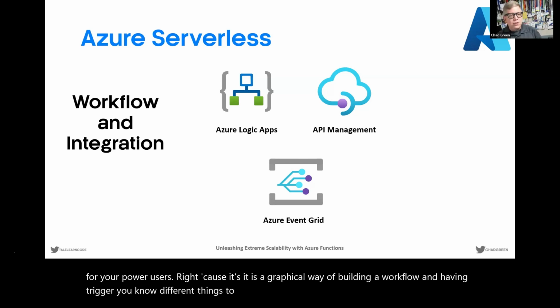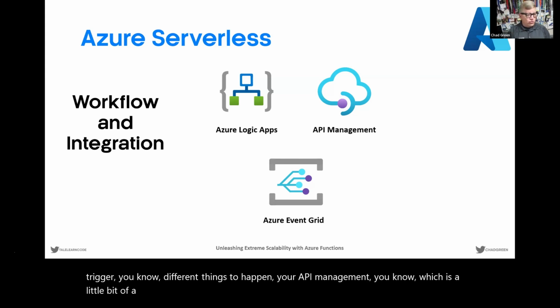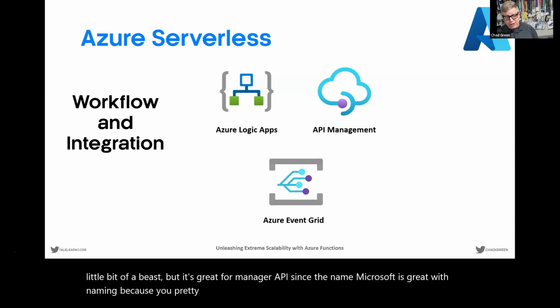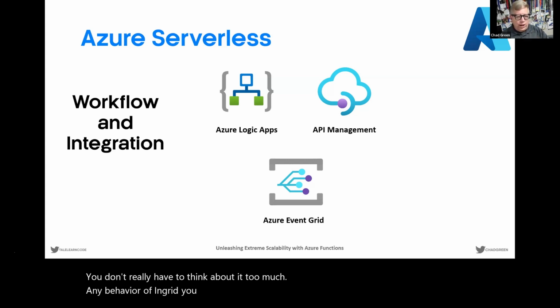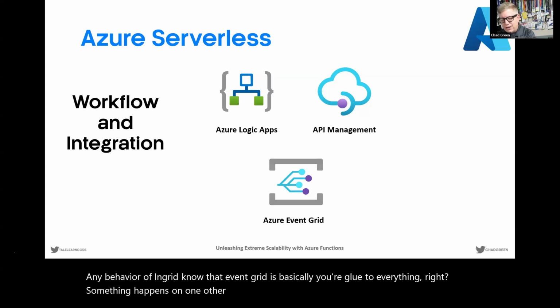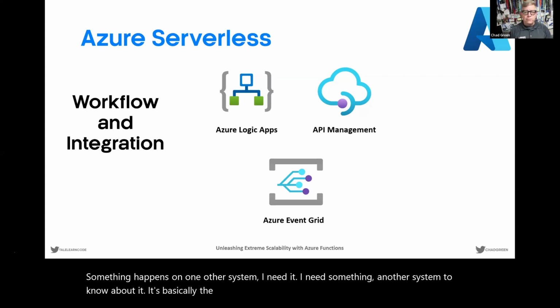Your API Management, which is a little bit of a beast, but it's great for managing your APIs, hence the name. Microsoft is great with naming because you can pretty much figure out most everything what it is just by its name, right? And you don't really have to think about it too much. And then you have your Event Grid. Event Grid is basically your glue to everything, right? Something happens on one system, I need another system to know about it. That's basically the easiest way to think about Event Grid.